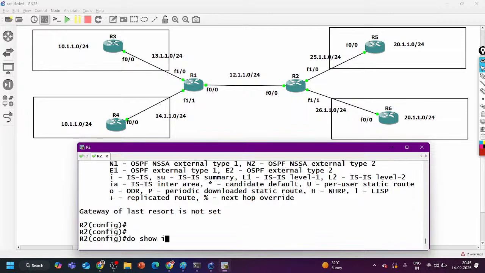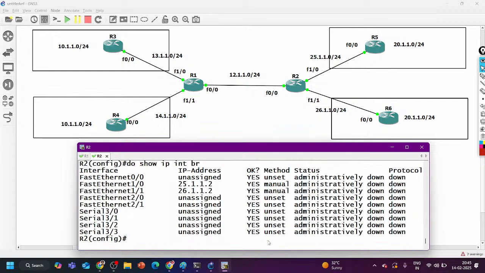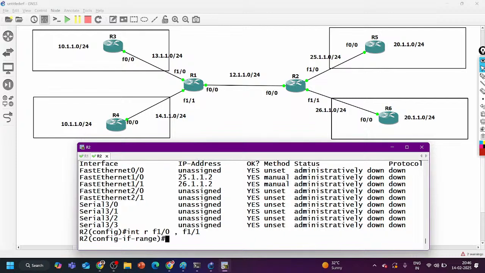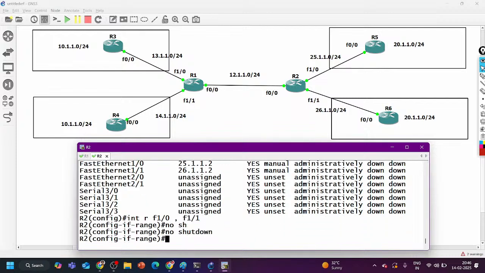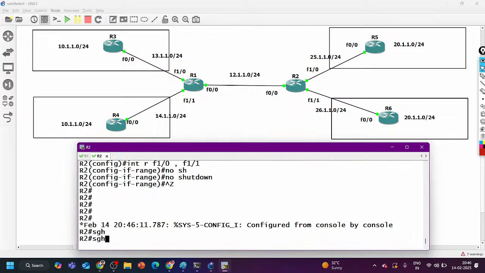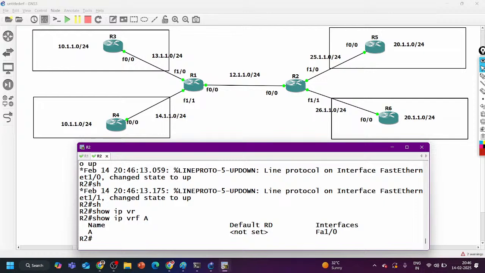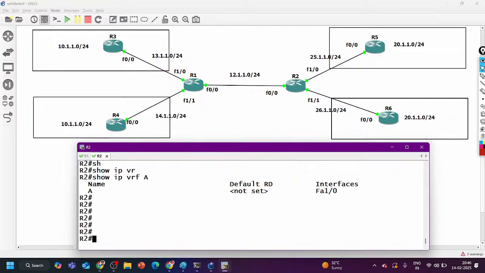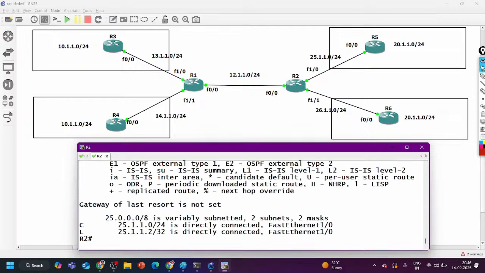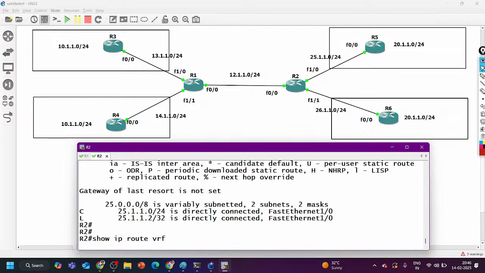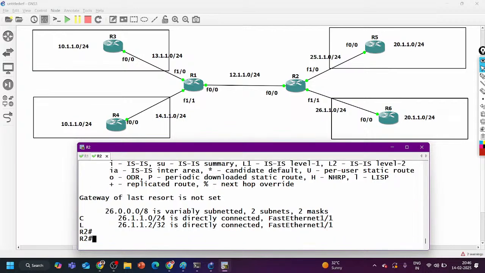The interfaces are down, they are in shutdown. So interface range f1/0 and f1/1, no shut. And then show ip route vrf A. Done, the 25 subnet is there, and in VRF B the 26 subnet.